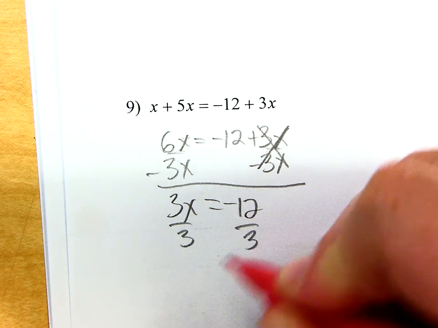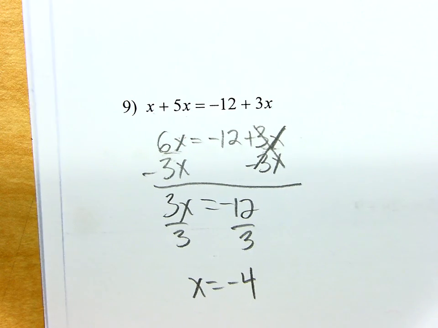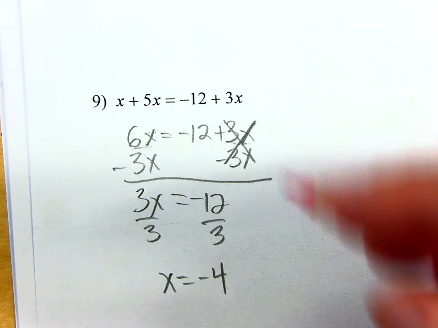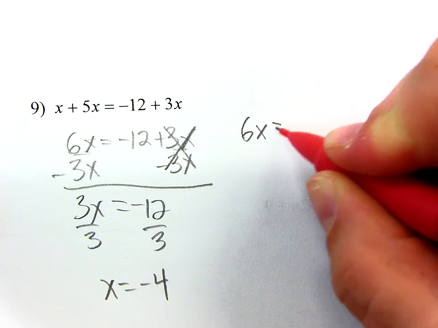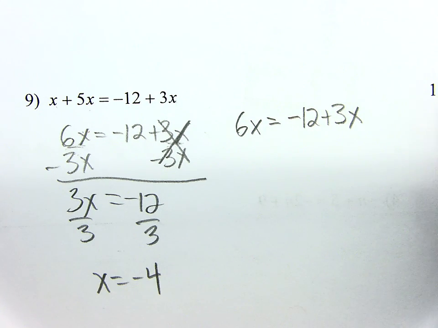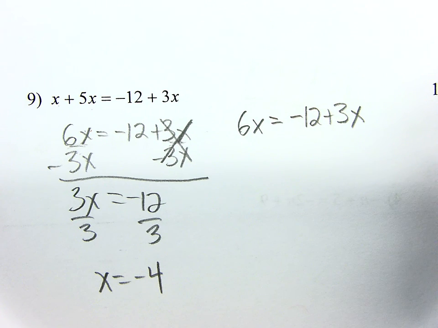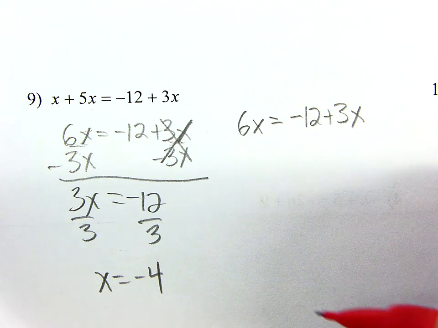Now, I do want to show you something. So I ended up with a negative 4. I just want to rewind. Let's go right back to this once we had combined those two. What went wrong? I didn't see the negative.